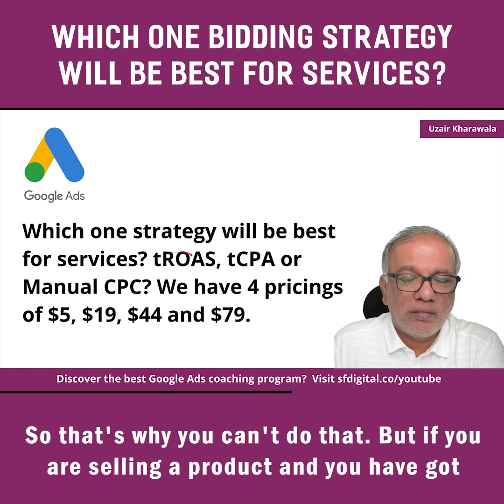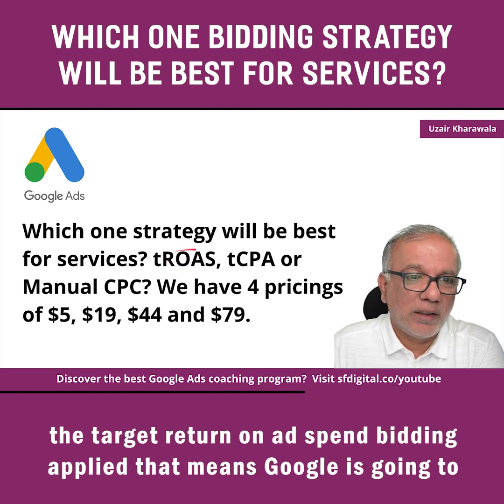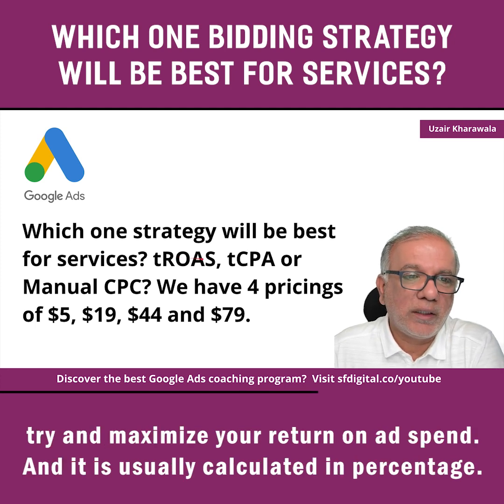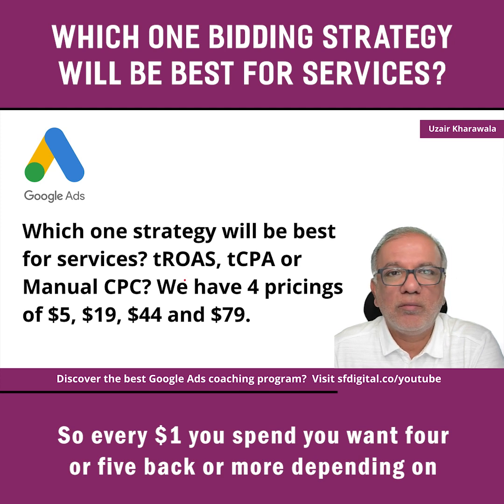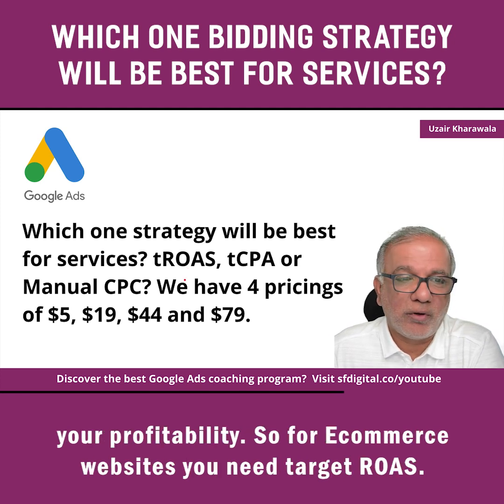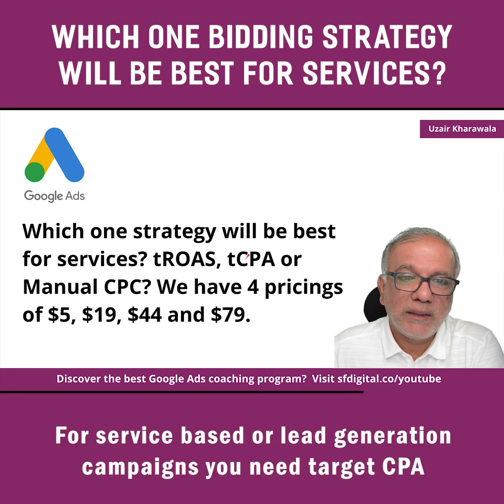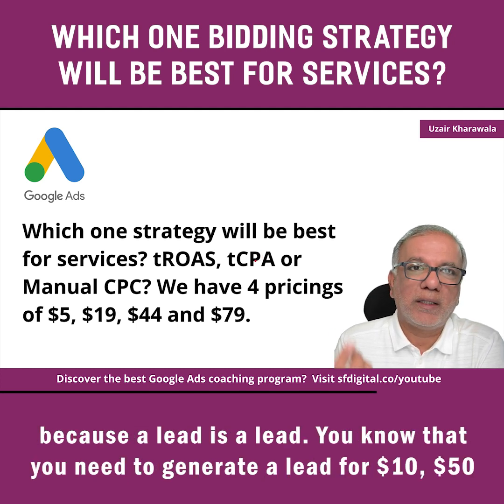But if you are selling a product and you have got the target return on ad spend bidding applied, that means Google is going to try and maximize your return on ad spend, and it is usually calculated in percentage. So every $1 you spend, you want 4 or 5 back or more, depending on your profitability. So for e-commerce websites, you need target ROAS. For service-based or lead generation campaigns, you need target CPA, because a lead is a lead. You know that you need to generate a lead for $10, $50, or $100.